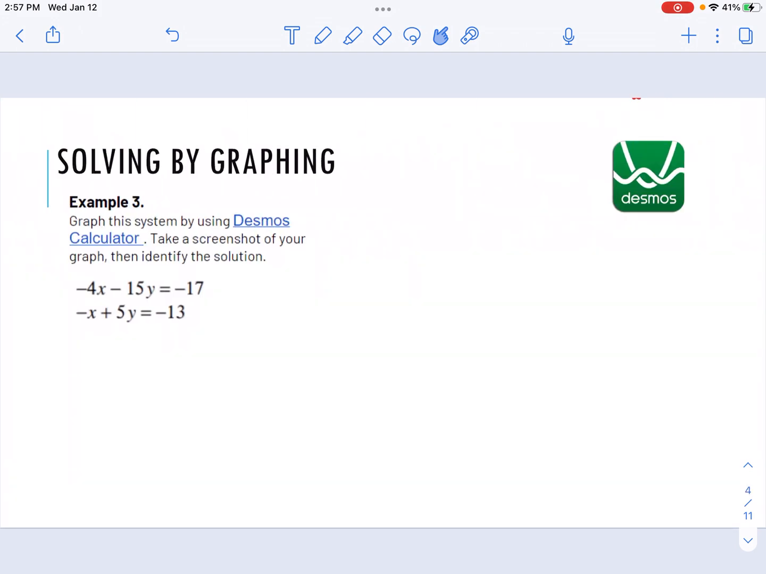The other method of solving by graphing is to use the Desmos Calculator, and this is a nice, easy way of getting your final answer. So over here, we notice we have a system. I forgot the curly braces, so I apologize. So what I'm going to do is open up the Desmos Calculator, and as I do that, I would like you to pause the video, go ahead and open up Desmos Calculator, and plug in both of these equations and see if you can identify the solution using the graphing calculator.